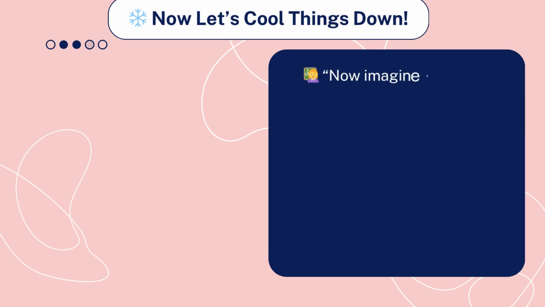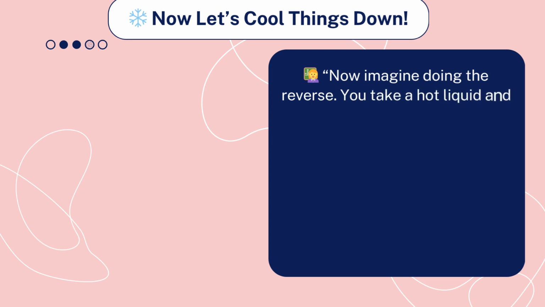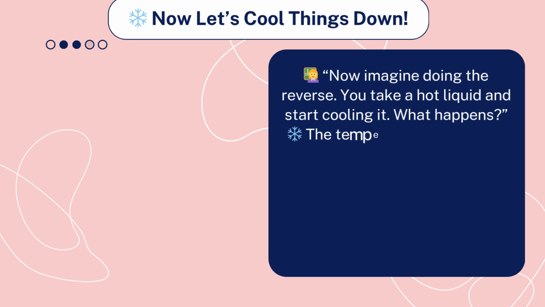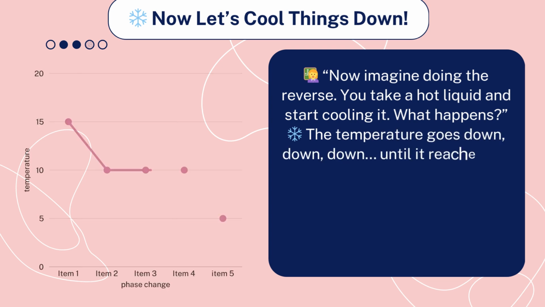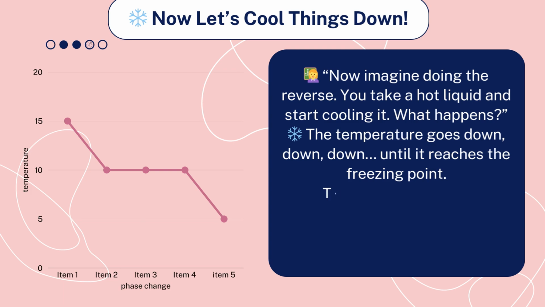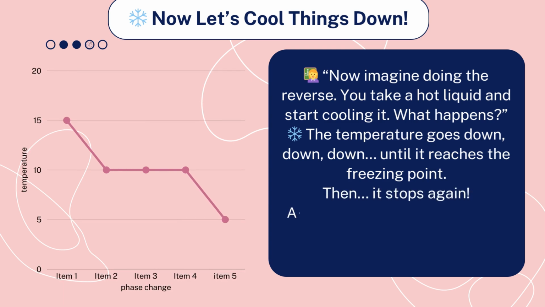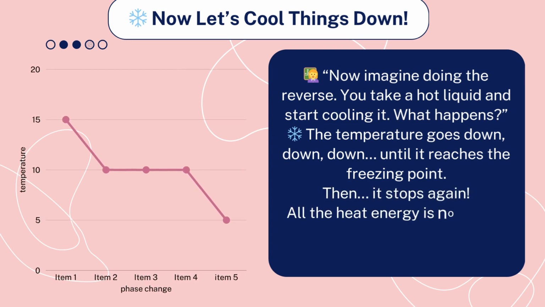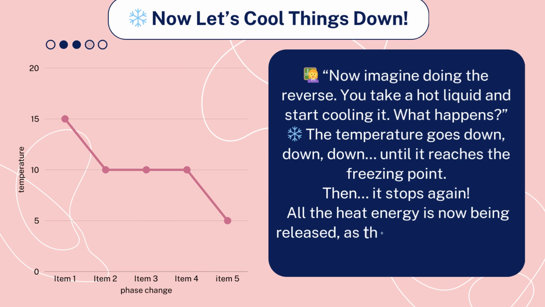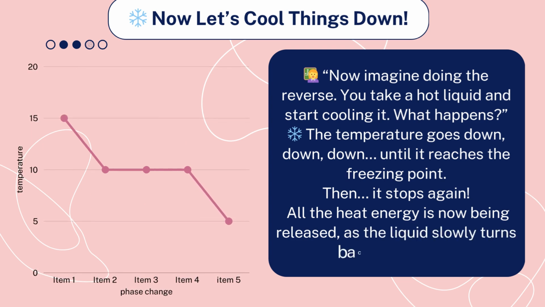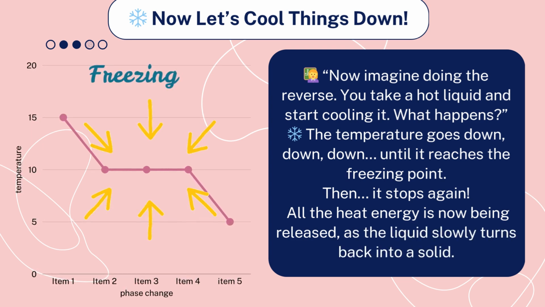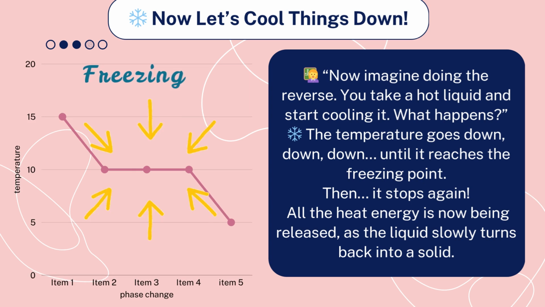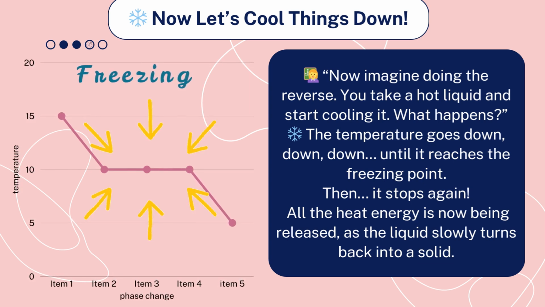Now, let's cool things down. Imagine doing the reverse. You take a hot liquid and start cooling it. What happens? The temperature goes down, down and down until it reaches the freezing point. Then it stops again. All the heat energy is now being released as the liquid slowly turns back into a solid. That's freezing. The line becomes straight again. That's the freezing point.